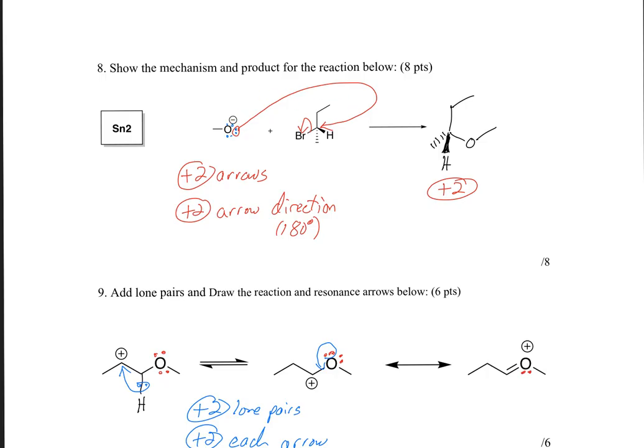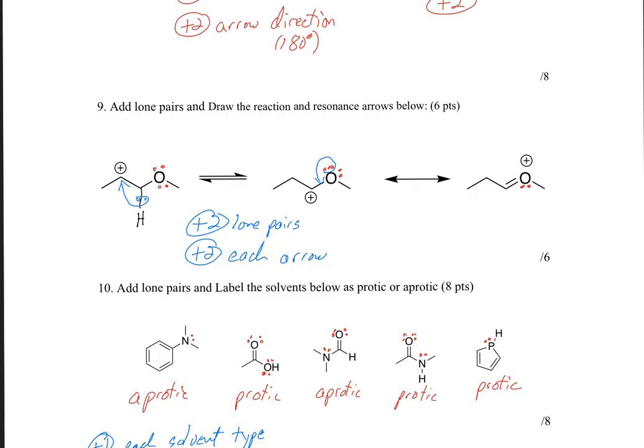SN2, one step, two arrows. I don't need to change the wedges and dashes. You could have, but because the leaving group's in the plane, the nucleophile that adds can stay in that plane, and you don't need to do anything with the wedges and dashes, but there is inversion, so you gotta make sure you do that correct.